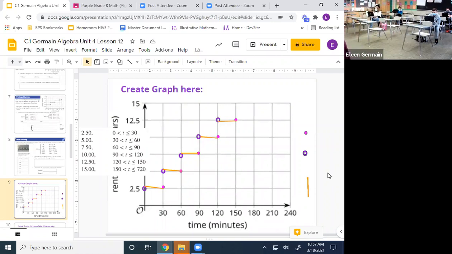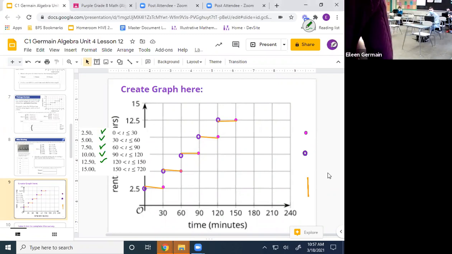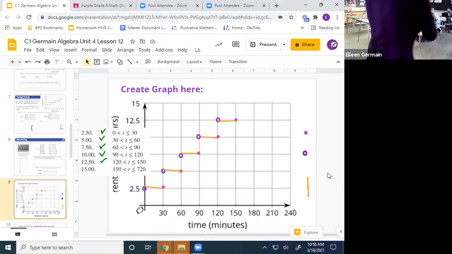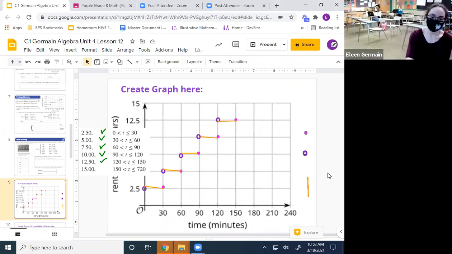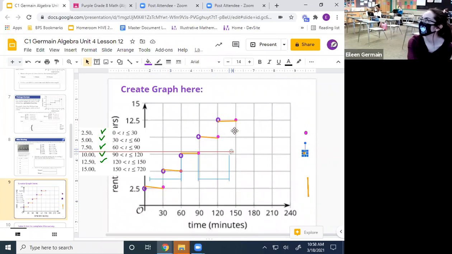Okay, so I created my graph for the next 5 intervals. I got up to this last one here. That's where I hit a snag, because I have 15 as my value here, and it's from 150 to 720. So what kind of point did you put down at the left-hand end of this interval? Max? I put an open point. How did you get there? I went to the right to 150 and I went up to 15.